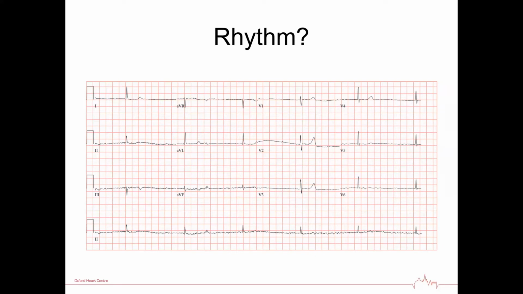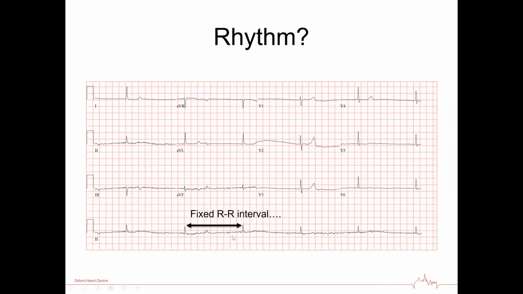So let's take the same approach again. What's the rate? 1, 2, 3, 4, 5, 6, times 6 is around 36. So it's fairly slow. Is it regular? If you're not sure, again, use the paper approach, mark out the RR intervals and move it along. Take my word for it, it is. Here is a fixed RR interval.